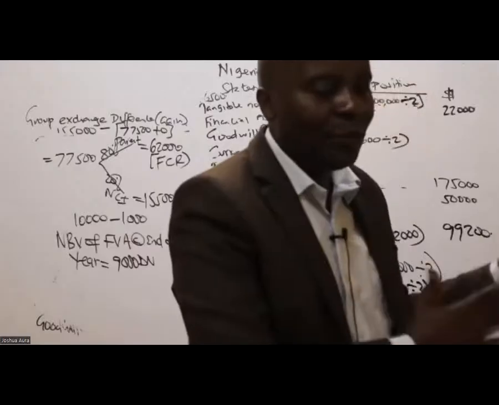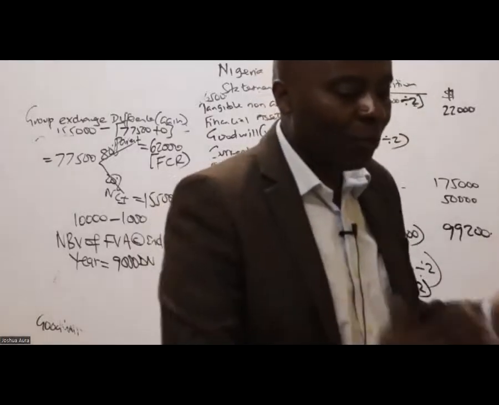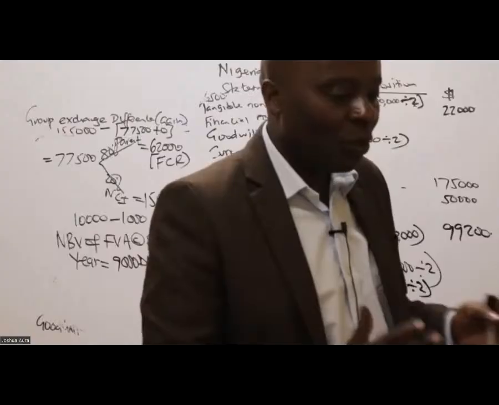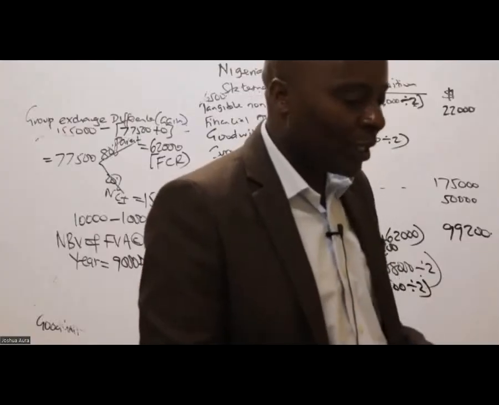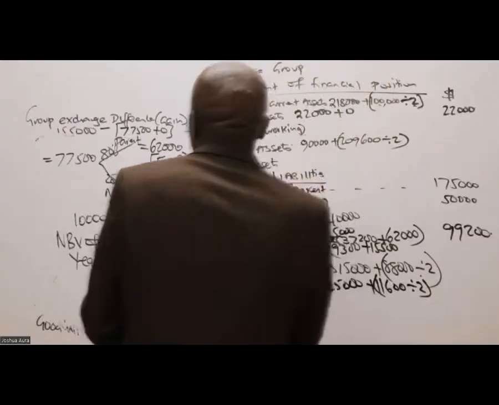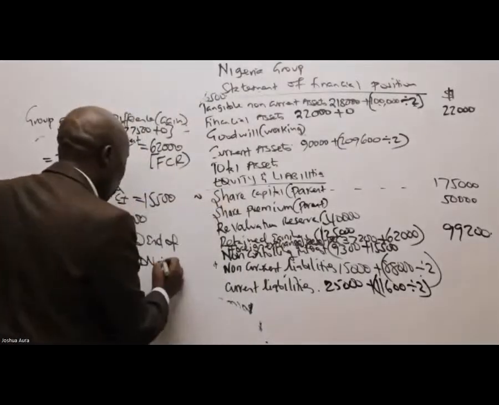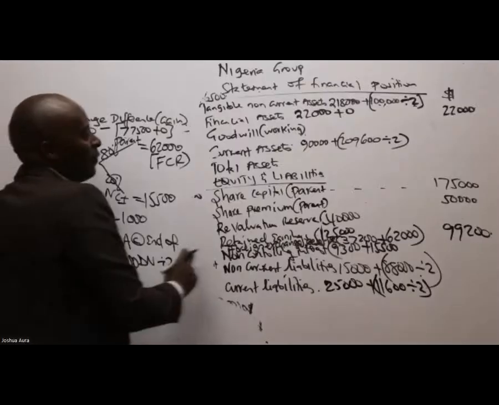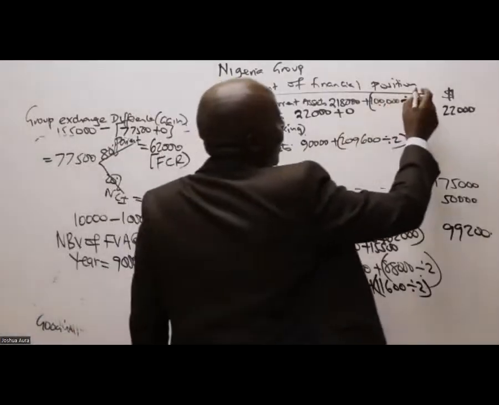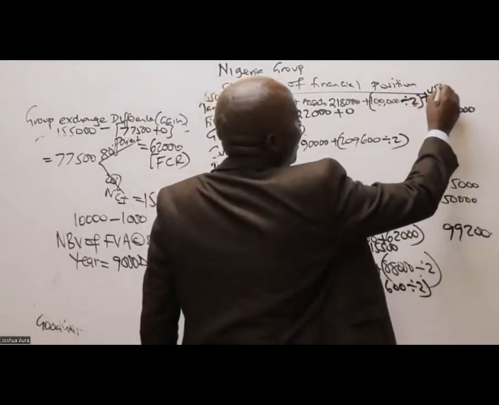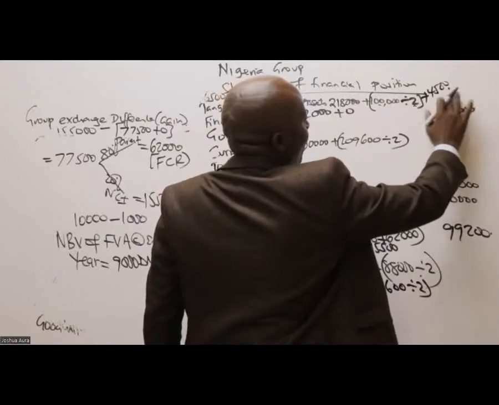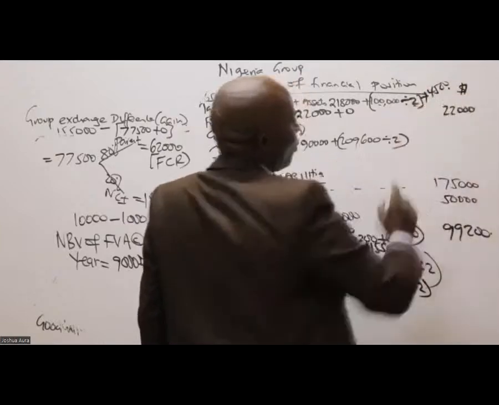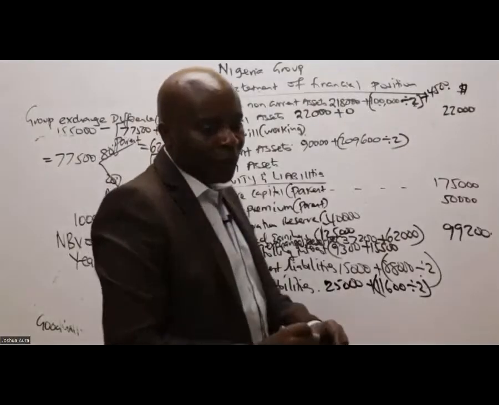Because it's the net book value at the end, it should be 2. So could you kindly divide this by 2? What are we getting here? This automatically will be 4,500. Please include this figure here, plus 4,500, and then give me an answer.